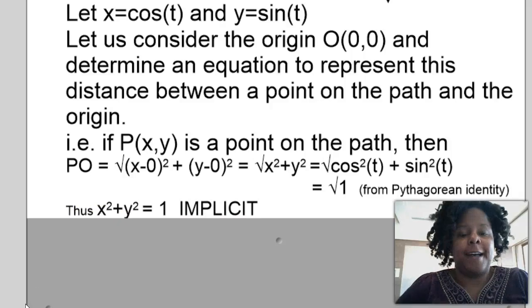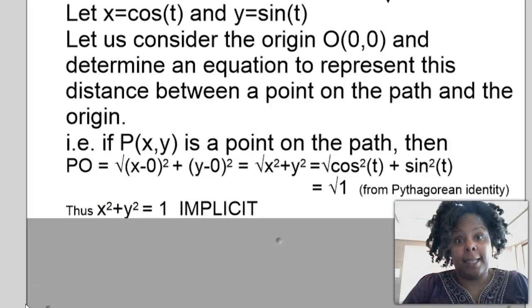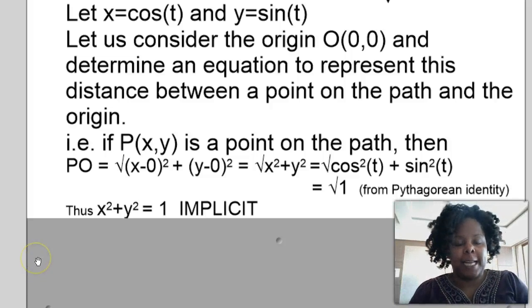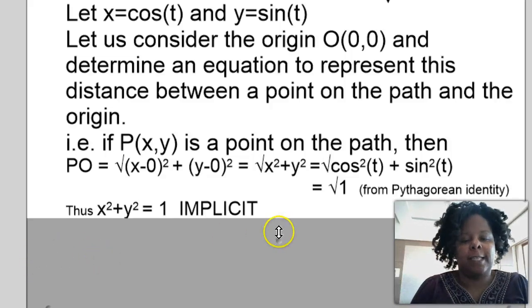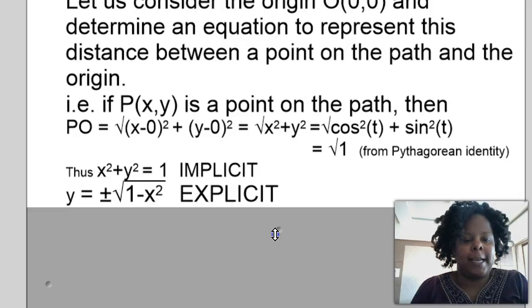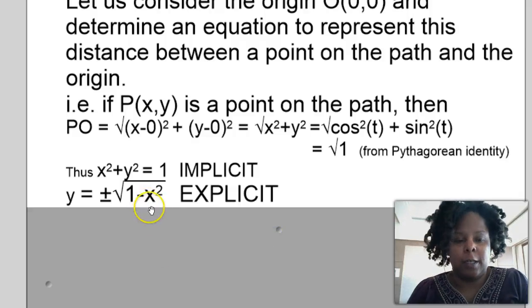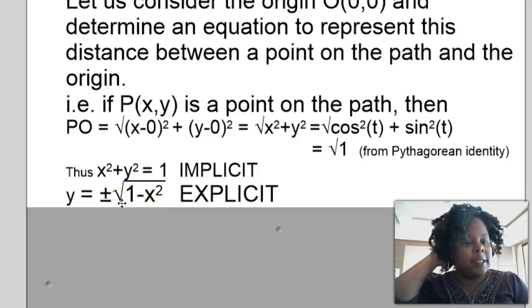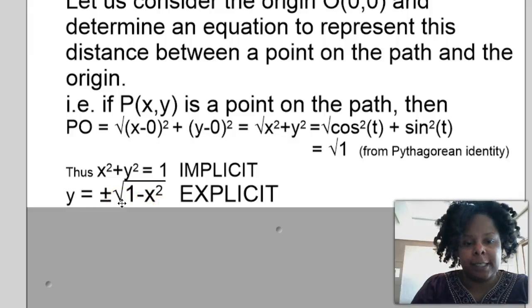But is there a way to define this relationship explicitly? And there is, because remember, if we want to define the relationship between x and y, we have to set y by itself on one side and solve for x. And so when I do that, I get that y is equal to plus or minus the square root of 1 minus x squared. So we do have a functional type relationship. The only thing I want to point out is that there's actually two equations in one.